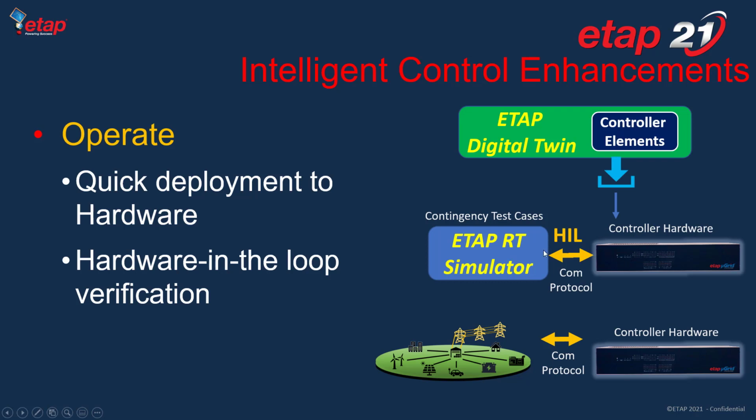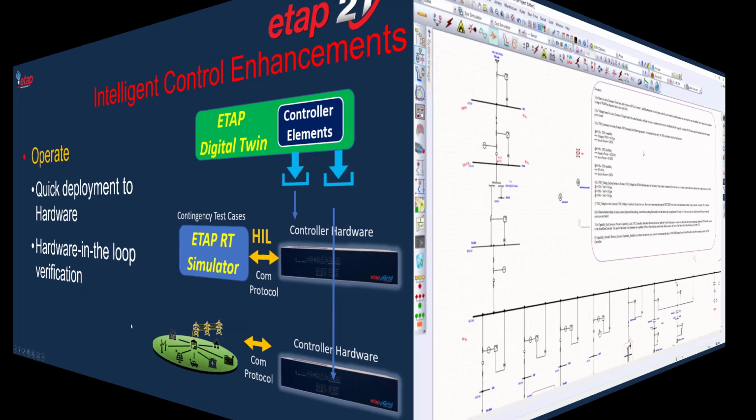In ETAP 21, we provide you with an interface with the different communication protocols that will allow you to communicate to the controller and actually perform the same studies that you perform during your simulation, but with the actual hardware. This will allow you to best test the response time and also make sure that the right digital twin has been loaded into your hardware. Once that is loaded, it goes into the final controller, and that controller can be implemented in the system.